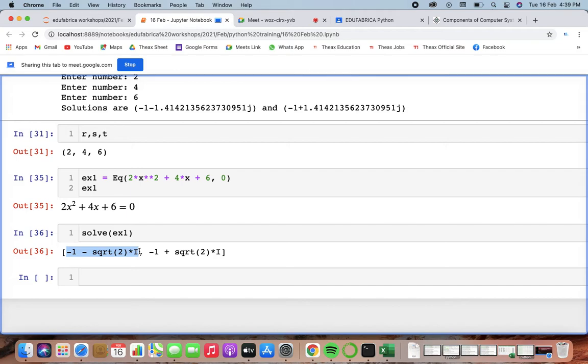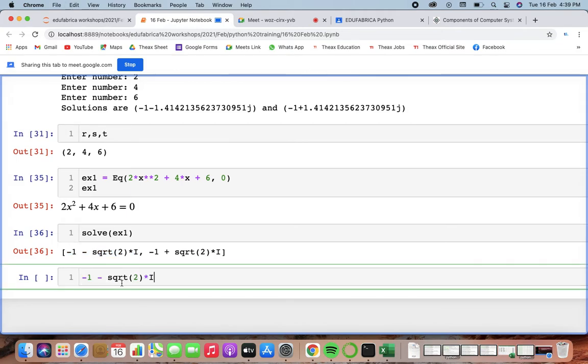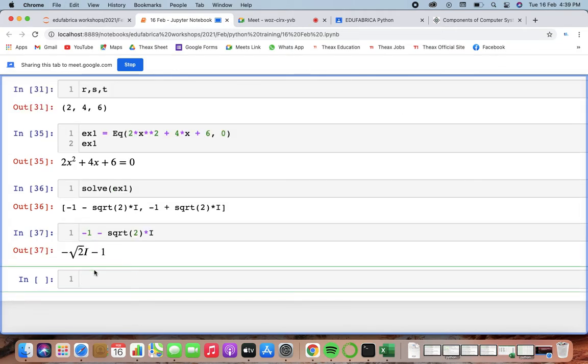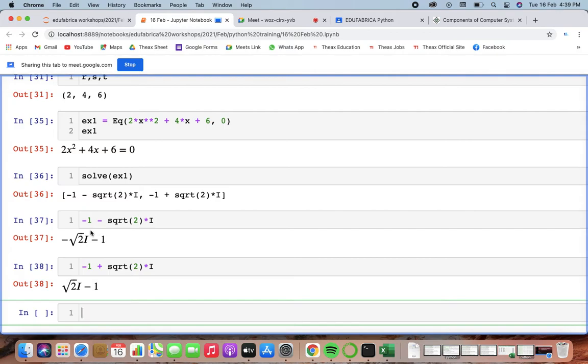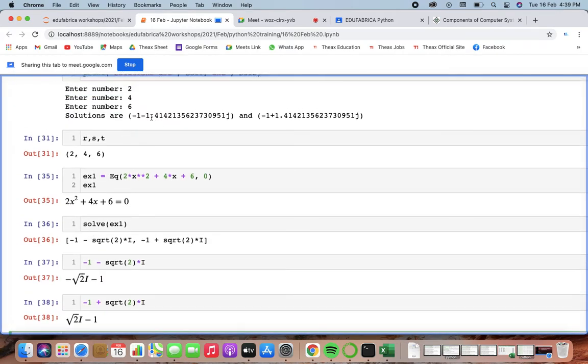So if I just write it in expression form, this is minus 2i minus 1, and the other one will be the positive one, which is the square root of 2i minus 1. Is it clear to everyone? See, exactly the same results you are getting here. But that is a numerical format and this is an expressive format, right? And symbolic formats, you can say. So both the formats I have just printed to have a comparison. If you don't understand the way it is written, you can understand it in this better way.